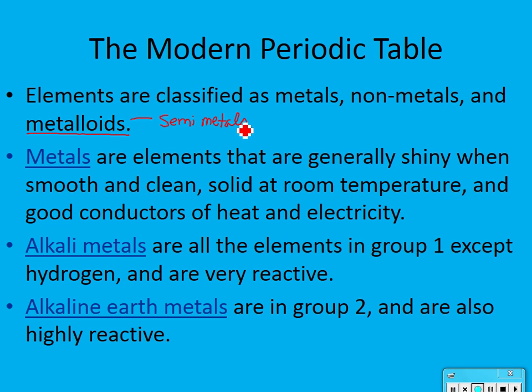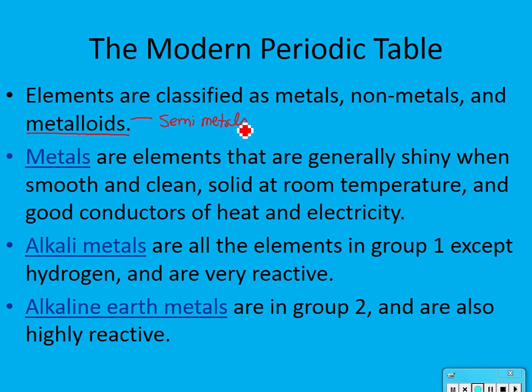Okay, let's go to group 2. These guys are called the alkaline earth metals. That's the family name. They're also very reactive, starting with beryllium all the way down this group here. They have 2 valence electrons.